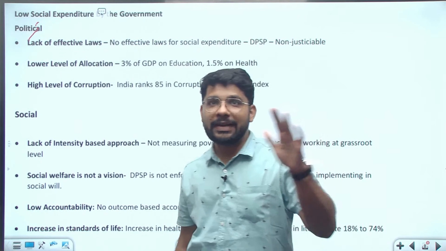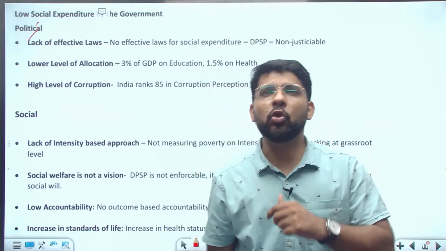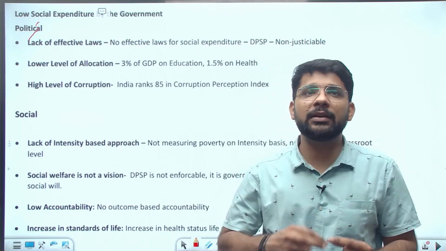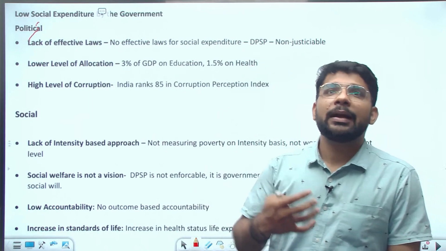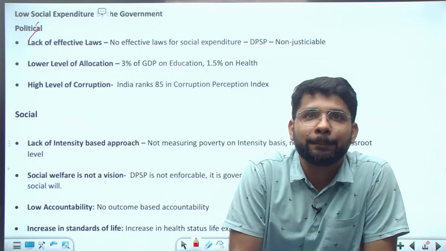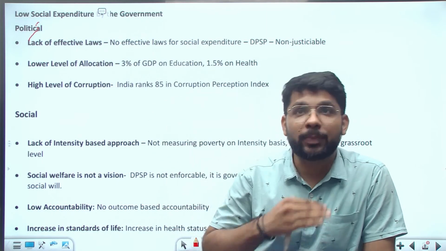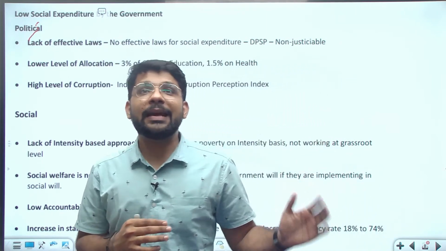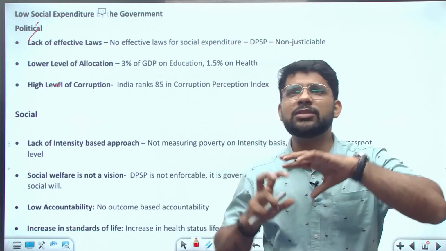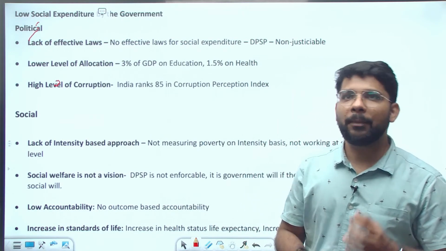Low accountability of the center and the state governments. They are not accountable for their social expenditure. There is no outcome-based accountability. If we are spending this much on social expenditure, what is the outcome? It is not mentioned anywhere. That leads to low accountability. There is an increase in the standard of living, life expectancy has increased to 70 years, and the literacy rate increased from 18 to 74 since independence. So these social indicators show the low level of social expenditure by the central government.